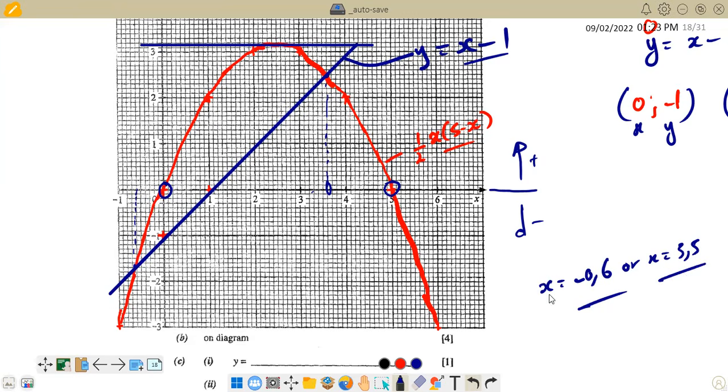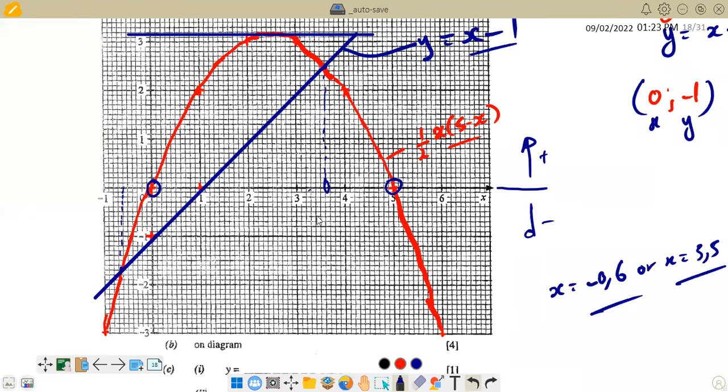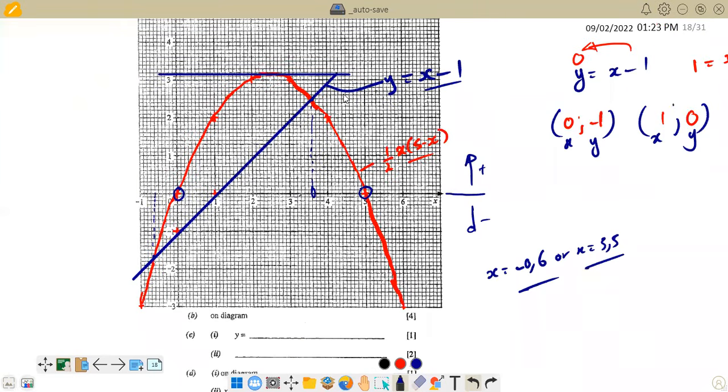So you take those points where your graph is meeting with the x-axis. Now where these have met at these 2 points, you join to the x-axis just like that using your ruler. All right, so that was the concept on this question.